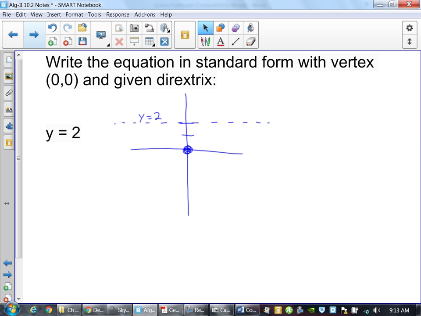Down, very good. It's opening downward because the parabola is going to open opposite of where the directrix is. Now, if it's down like a frown, is that an x squared or a y squared parabola? It's going to be an x squared parabola. So it's going to have to be x squared equals 4py.